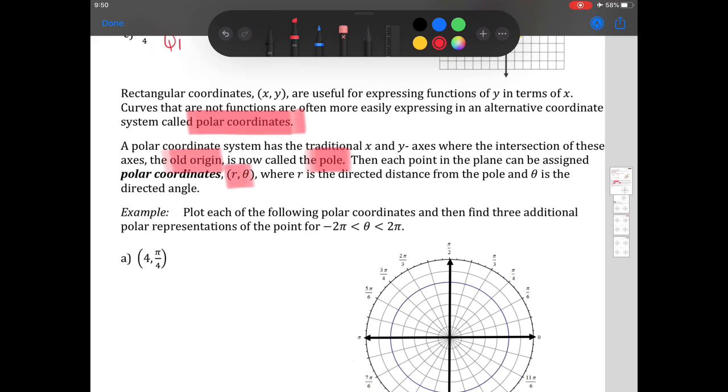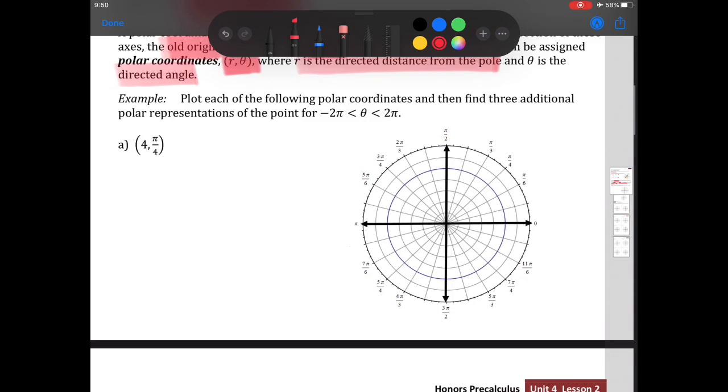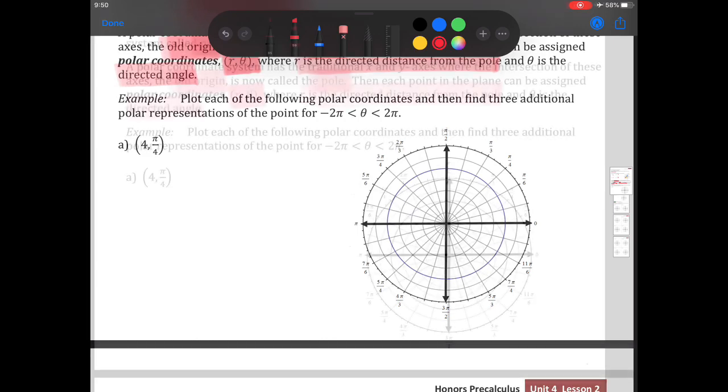Then each point in the plane can be assigned polar coordinates r, theta. So you're no more working with x and y, where r is the directed distance from the pole and theta is the directed angle. So let's get started with the first question. It says plot each of the following polar coordinates and then find 3 additional polar representations of the point where theta is between negative 2 pi and 2 pi.